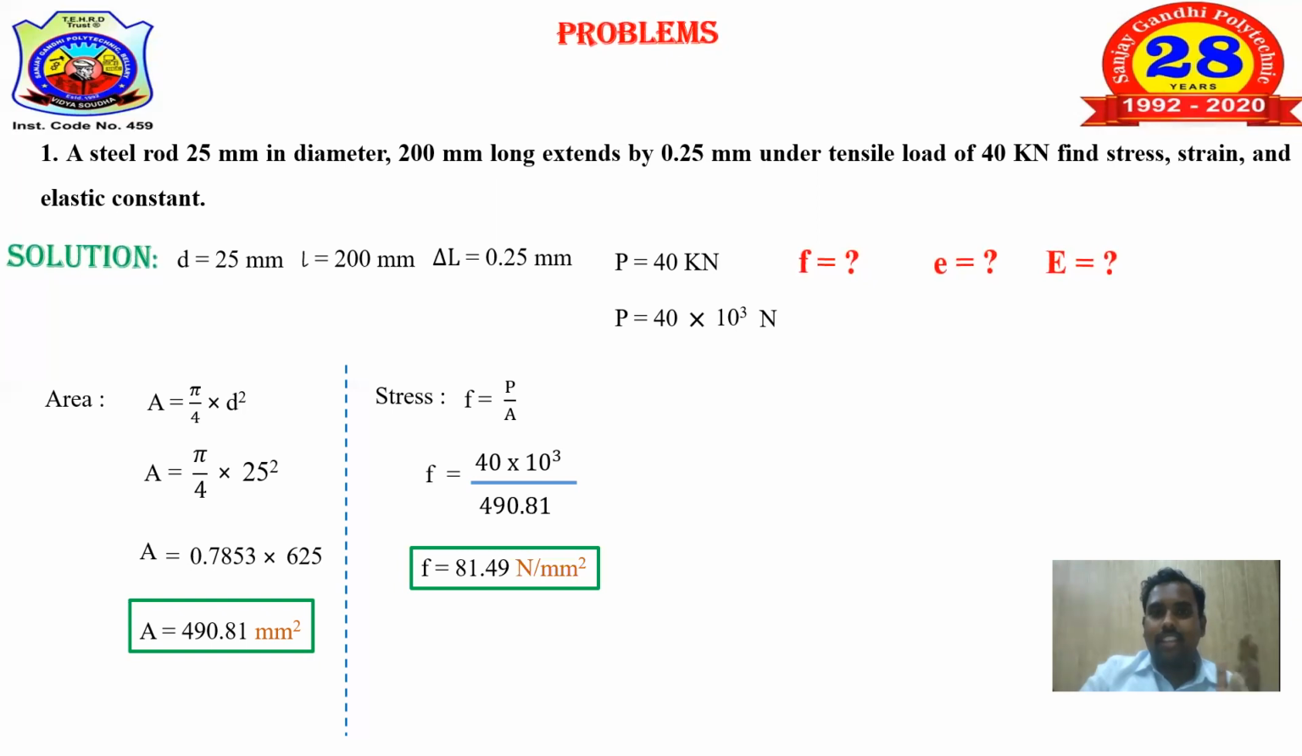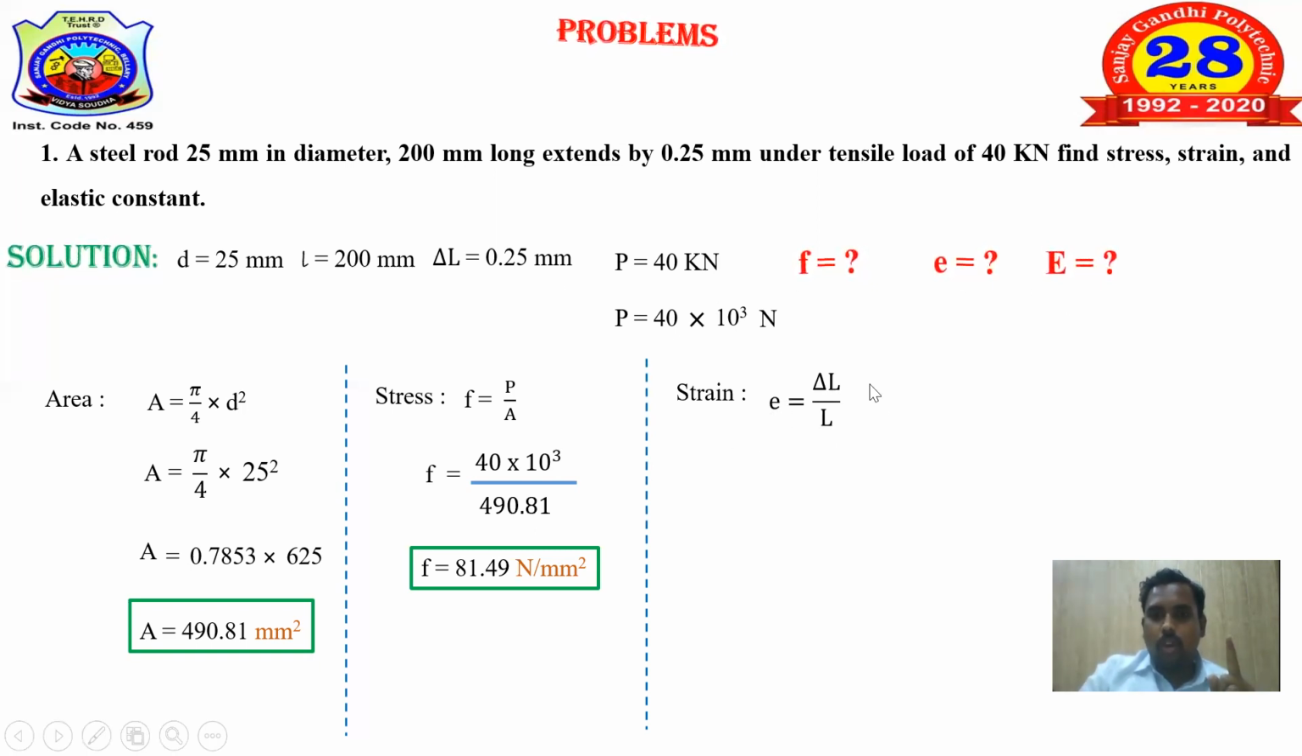Once calculating the stress, what's the next step? Initially, I have given 7 points, 7 steps. First is area, next is stress, then third is definitely strain. Strain is e equals delta L by L. Students, once again, analyze whether we can solve for strain. e is nothing but strain. e is unknown.